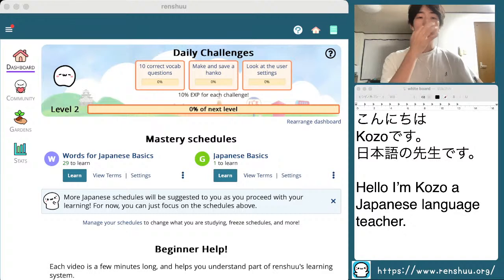So today I'm gonna play this app Renshuu. Renshuu actually means practice in Japanese. I'm not sure you know this.